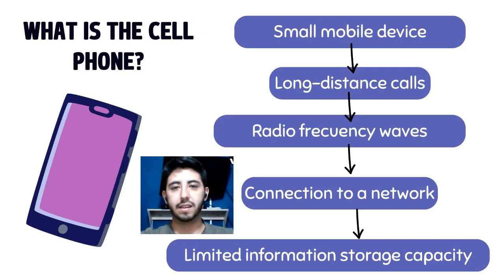Okay, what is the cell phone? The cell phone is a small mobile device whose main function is to transmit long distance calls. Calls are made via radio frequency waves. Cell phones also have various processing capacities, permanent or intermittent connection to a network, and limited information storage capacity.